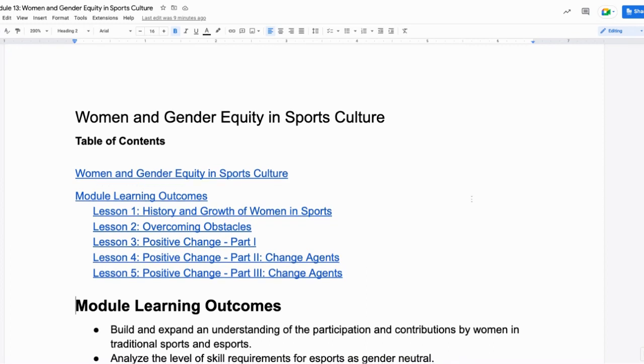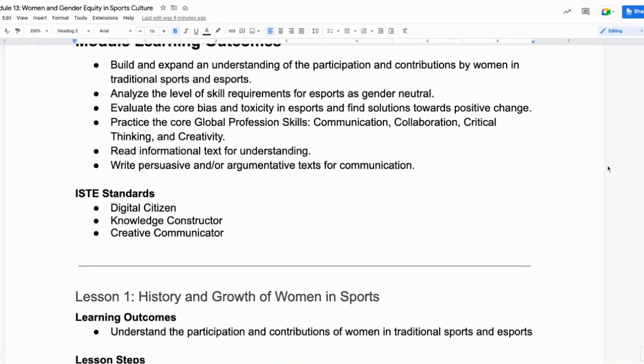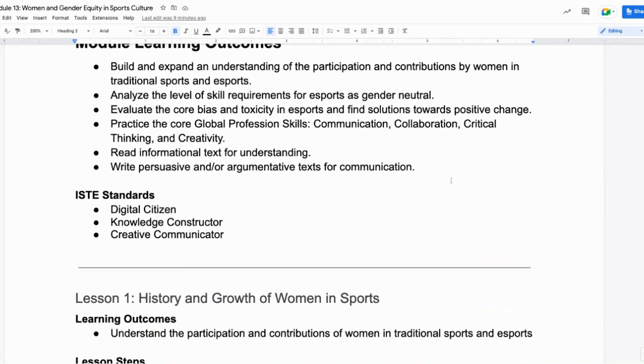I will scroll down just briefly. Again, this follows the same format. There are the big overall learning objectives, and you can see it's all looking at women, or the involvement of women in sports, and the things that have happened in relation to that, and the kind of treatment and experiences that happen with bias, and then the movements towards positive change.